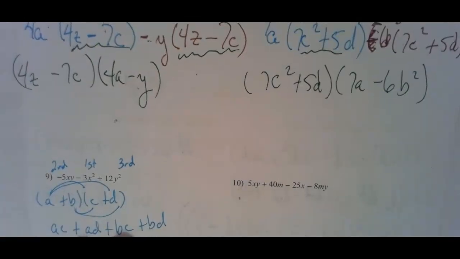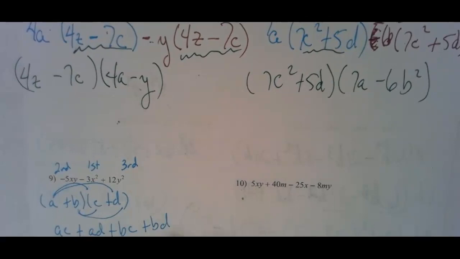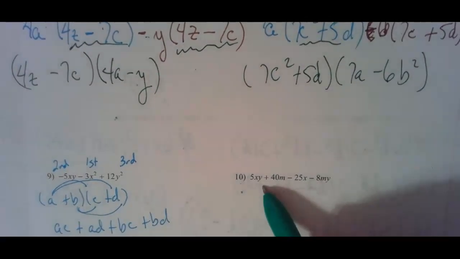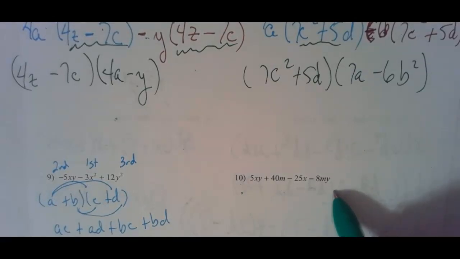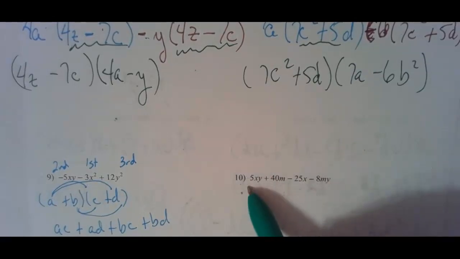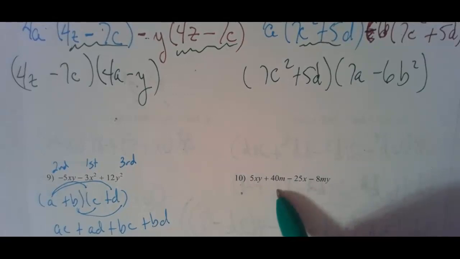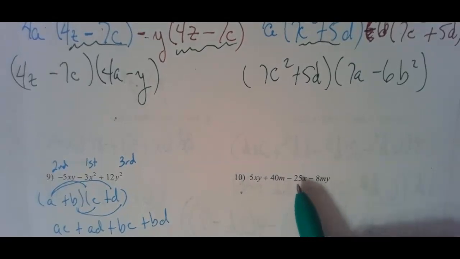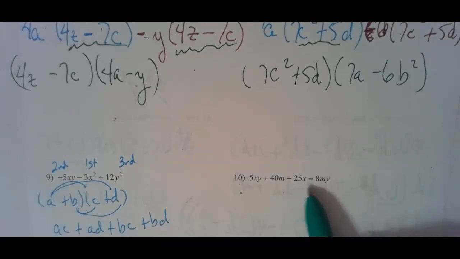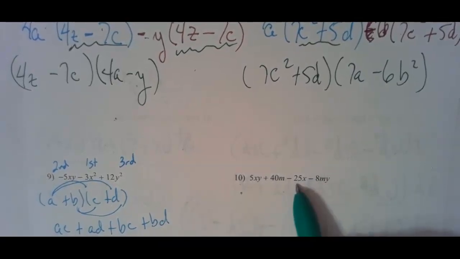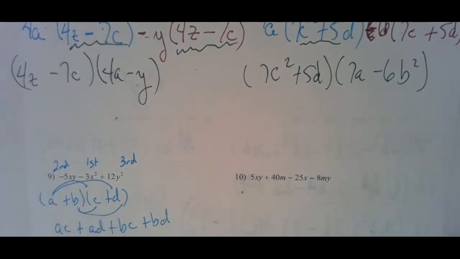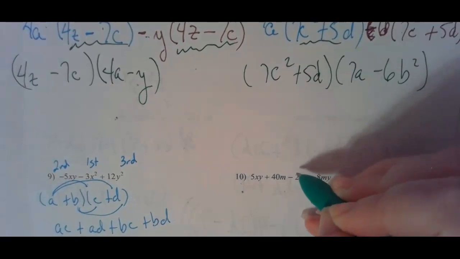Alright, last one. So we have 5xy, 40m, 25x, 8my. As you can see, these two have at least a 5 that can be factored out. But over here, this one has a 25, and this is not divisible by 5 or 25. This has an x. This does not have an x. So this is one of them that we're going to move around. I'm just going to move that 25x.